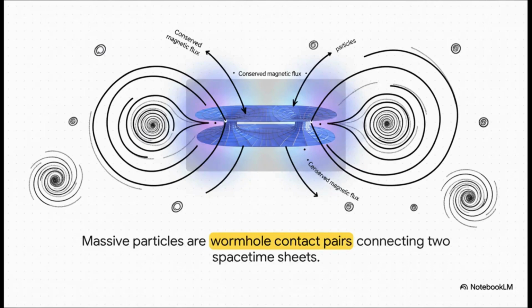You see, in this framework, a particle isn't just a point. It's this extended object, a pair of what are called wormhole contacts that link two parallel space-time sheets, and there's a conserved magnetic flux that loops right through them. Think of it like a permanent, self-contained geometric circuit. And right there, that's the problem. If it's so stable, so permanent, how can it possibly be created from nothing?